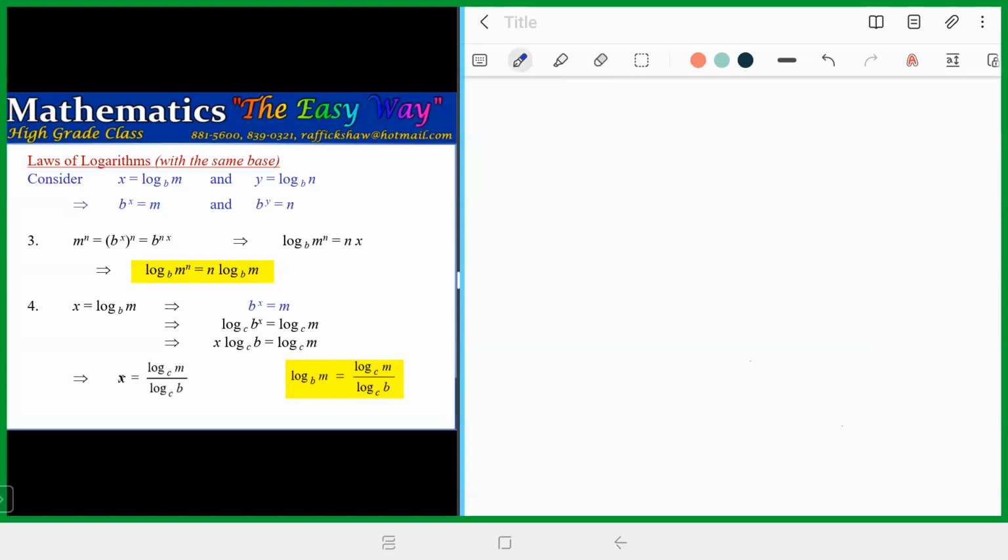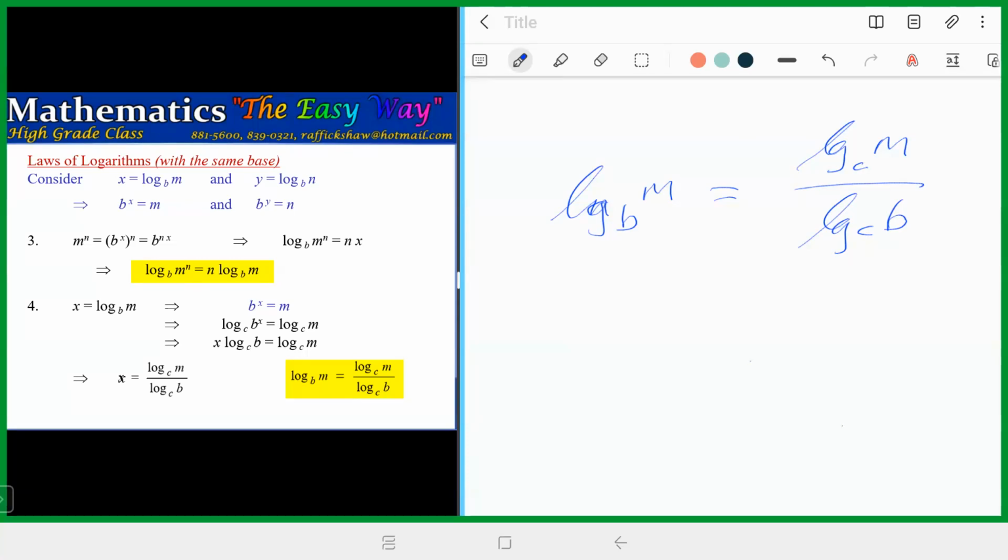Watch this now. If you have the log of M to base B, this becomes the log of M over the log of B, and then you change the base to any value you want, C. That is it. Change of base law. So you introduce a new base. Understand?